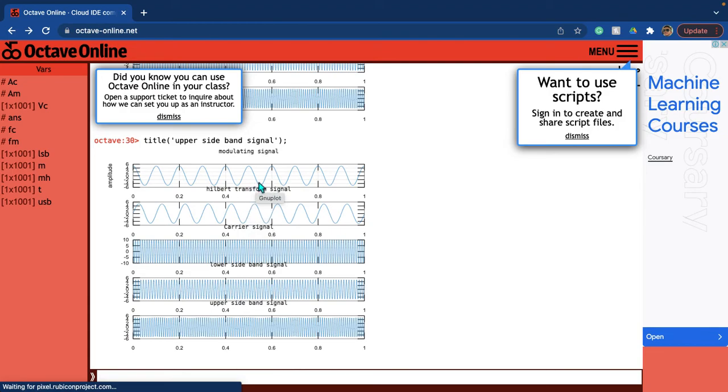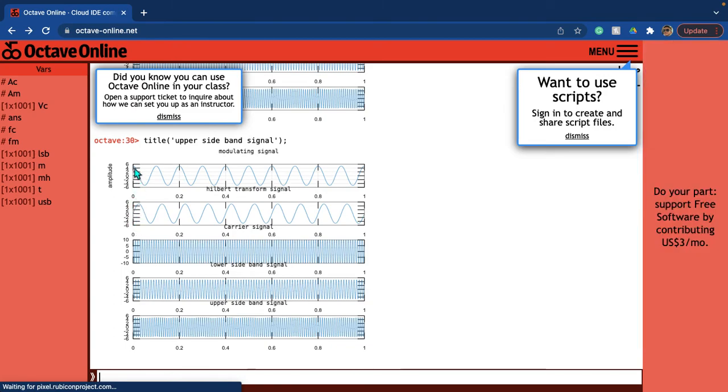The top one is the modulating signal, and this is the Hilbert transform of that. We can see there's a 90-degree phase shift in it, because if this has a peak amplitude, there it has a value of 0. So there's a 90-degree phase shift. This is my carrier, the third signal, and the lower sideband will have a lower range of frequencies, and the upper sideband will have a compressed band. So this is the upper.